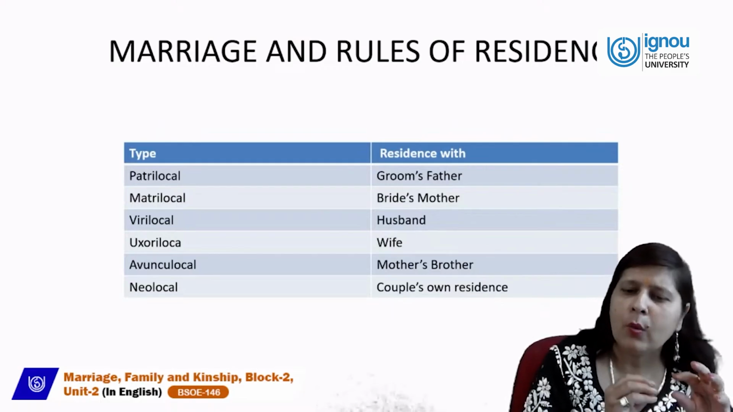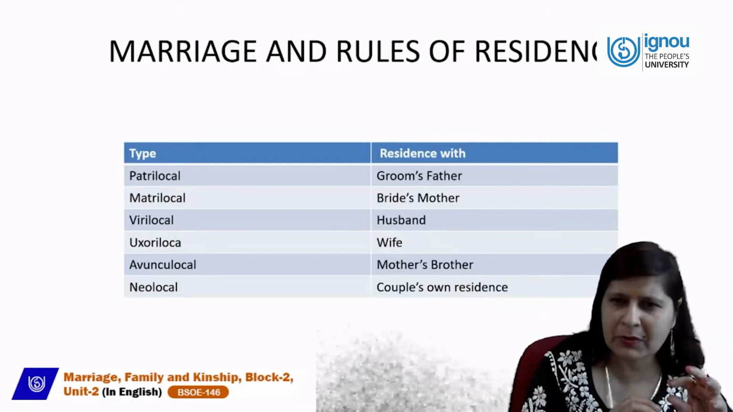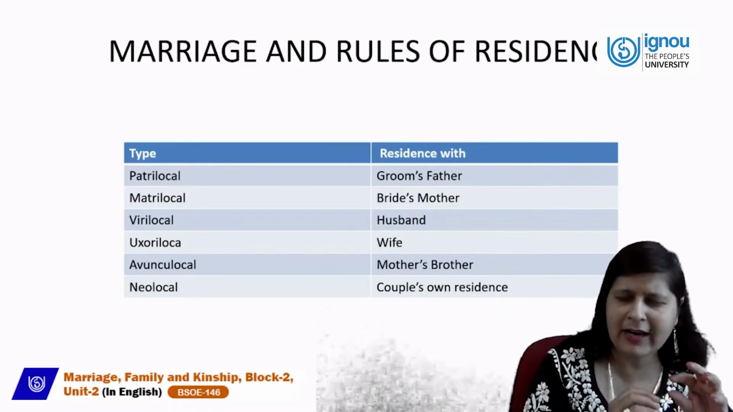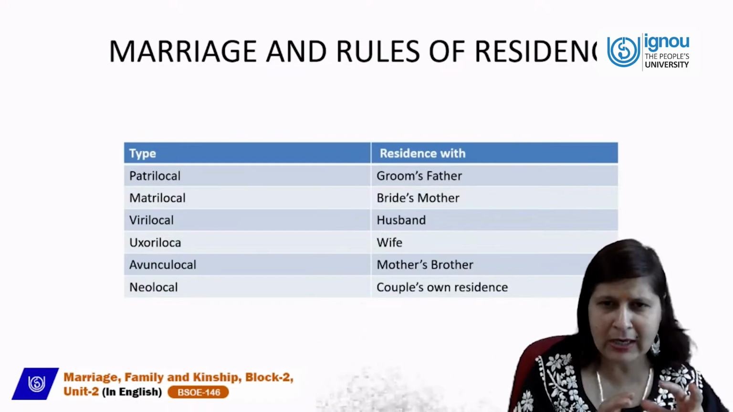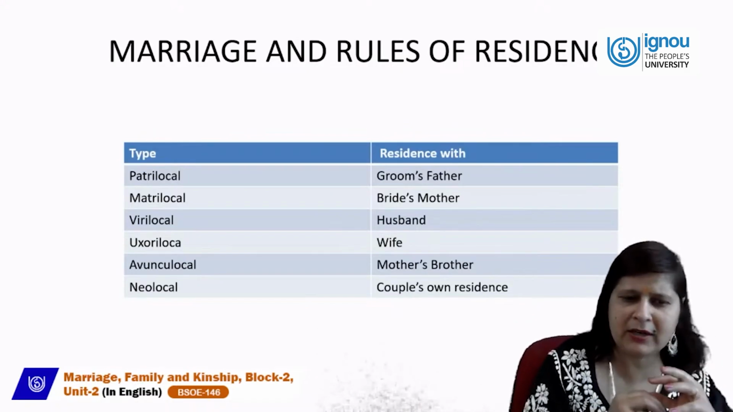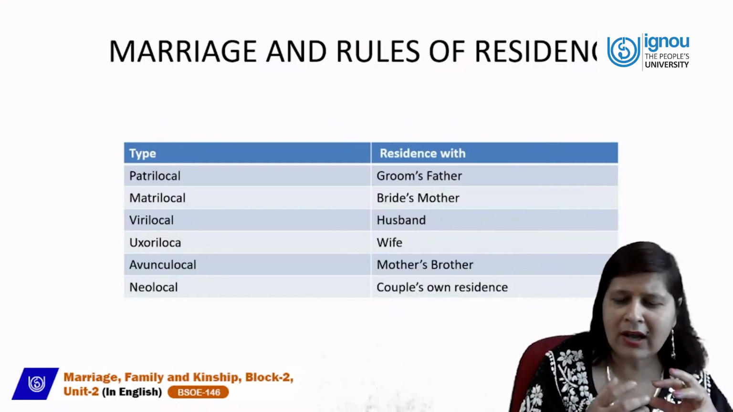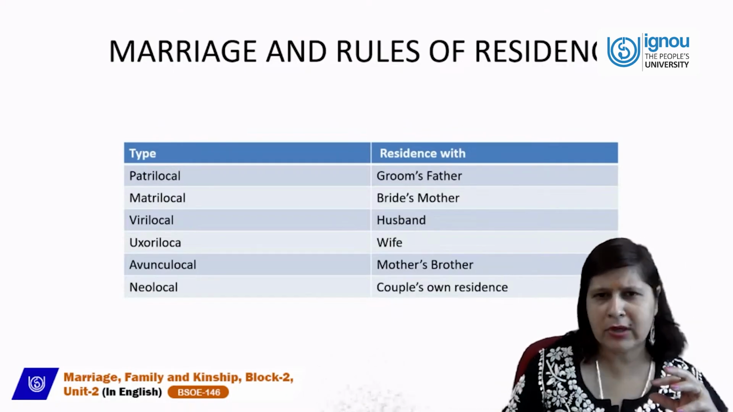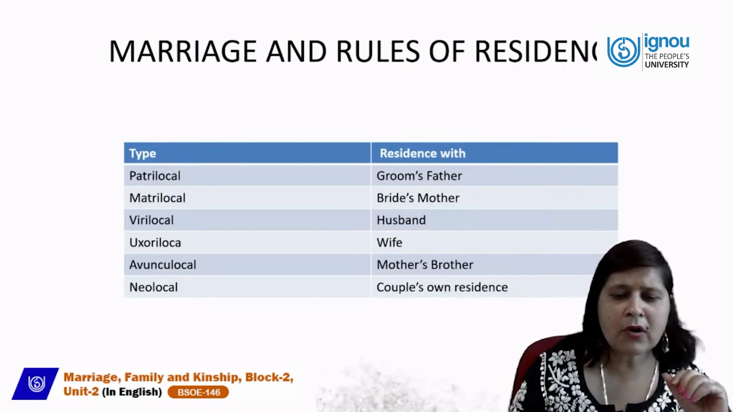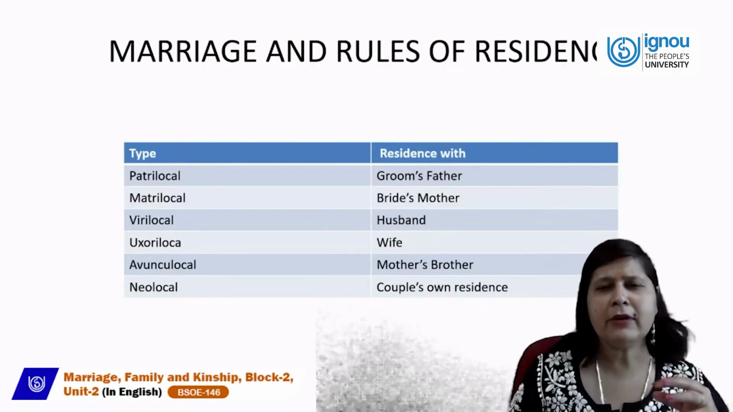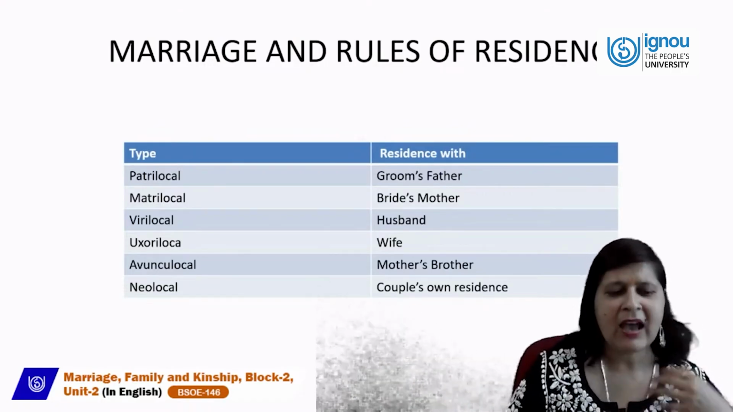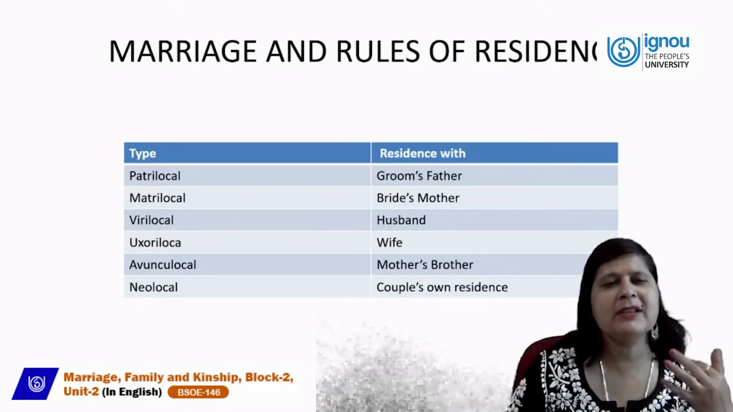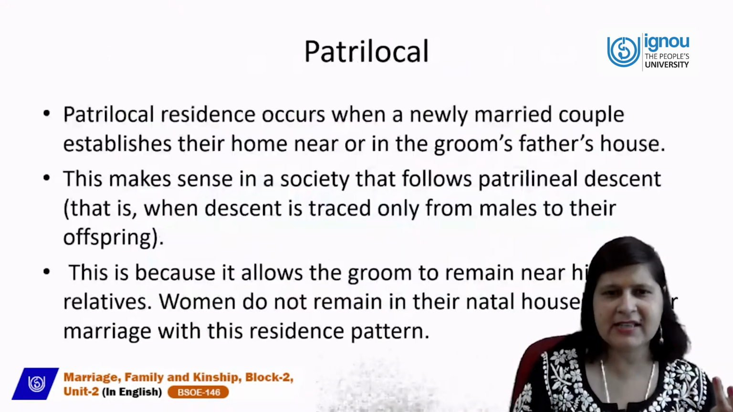Matrilocal is when the couple resides with the bride's mother. Virilocal, the husband's house, is when the bride moves to the husband's house. Uxorilocal is when they move to the wife's house. Avunculocal is when the couple moves to the mother's brother's place. And neolocal is when couples establish their own residence.